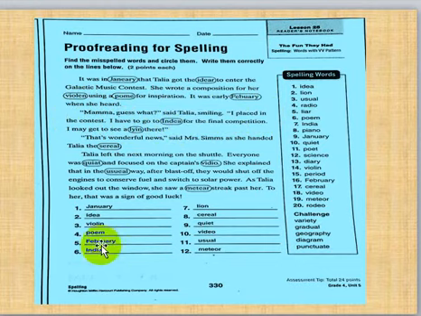Is it India? No. Write it correctly, India, like this. "For the final competition, I may get to see a lion there." A lion? Lion? What is this? A lion. Yes, very good. "That's wonderful news," said Mrs. Sims as she handed Talia the cereal. Cereal? Is it with S or C? C, yes. It will be cereal.